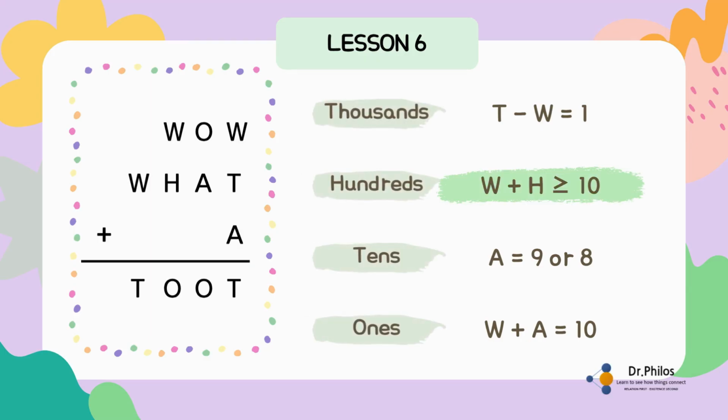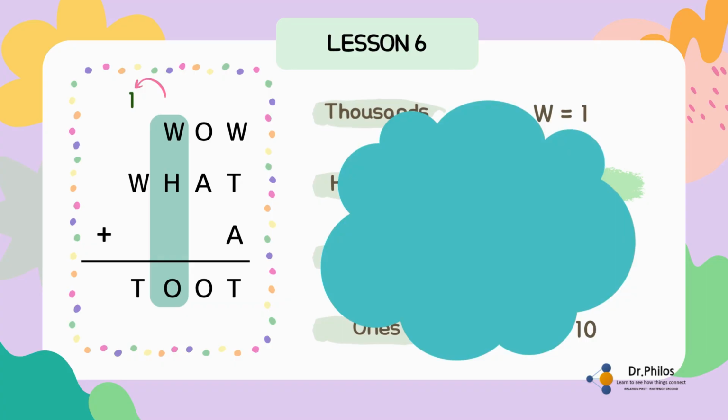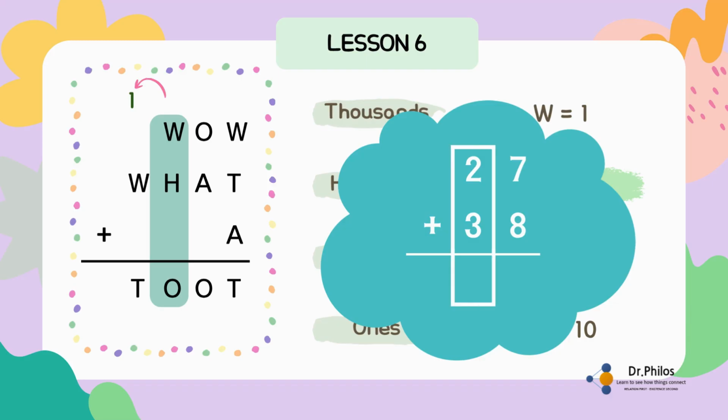Why did you write W plus H is greater than or equal to 10 for the hundreds place? Because there's a carryover from the hundreds place, so W plus H must be 10 or more. Let's look at an example, like 27 plus 38. If we add the tens place first, what do we get? It's 6. Because there's a carryover from the ones place, we have to add 1 to 2 plus 3.